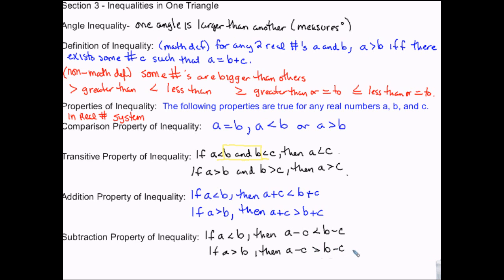Now, you will notice that I do not have on here a multiplication or division property of inequality. That's because if I multiply or divide by a negative, it flips the inequality. So it can't be a real property, because if I multiply by a positive, it would work, but if I multiply by a negative, it won't work. And it has to work for both. So there's no multiplication properties or division properties with inequalities.